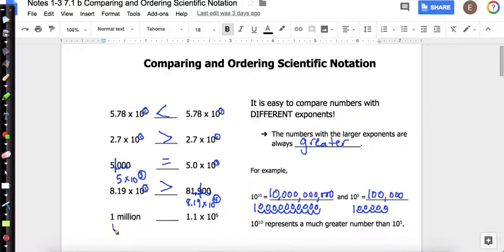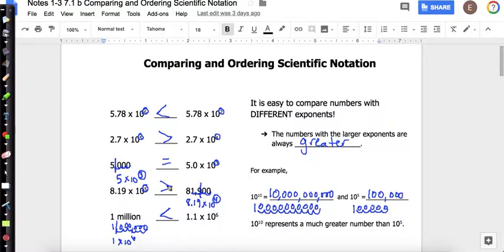Now, 1 million has 6 zeros. I can chop it right here. So we have 1 times 10 to the 1, 2, 3, 4, 5, 6. And we're comparing the same exponent here. So we have to look at how does 1 compare to 1.1 or 1 and 1/10. We say that 1 is less than.